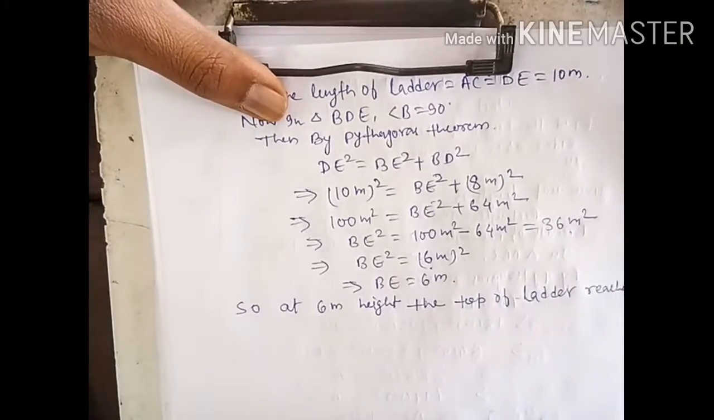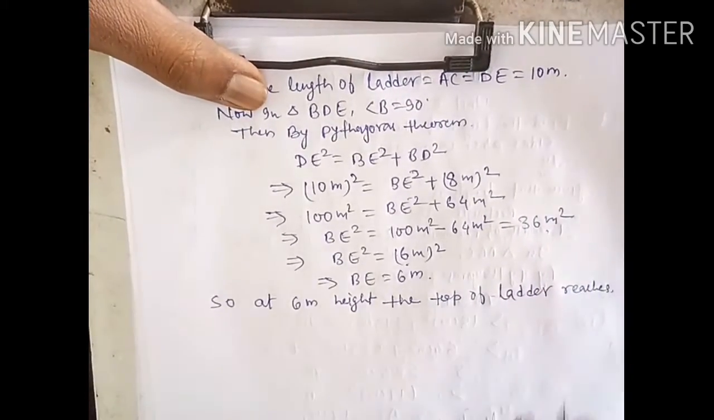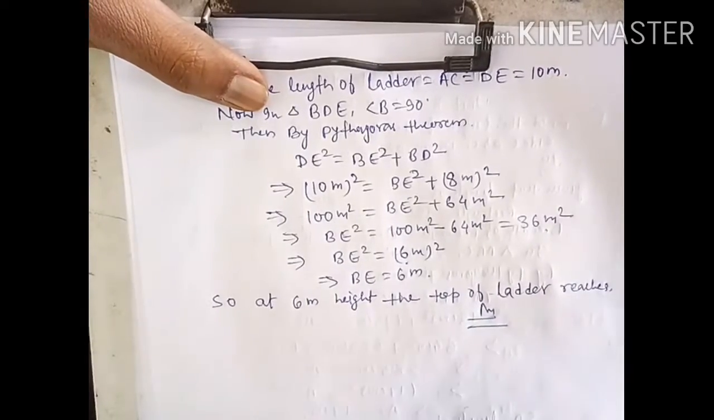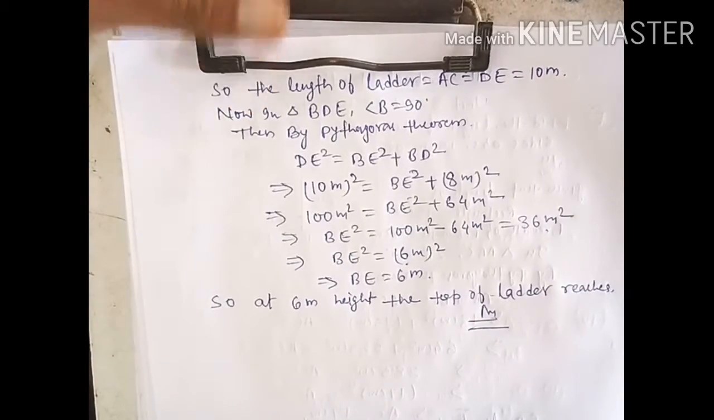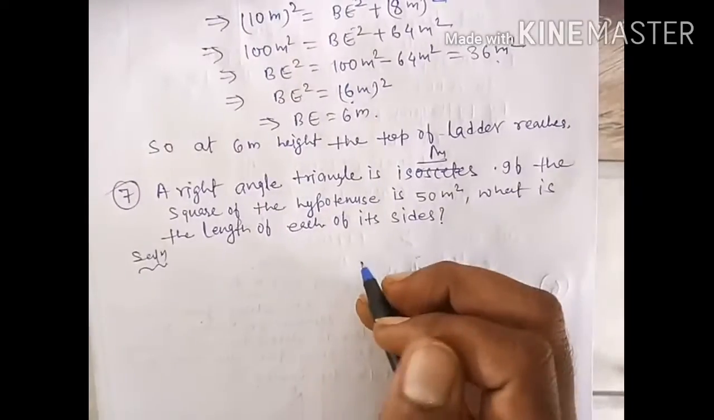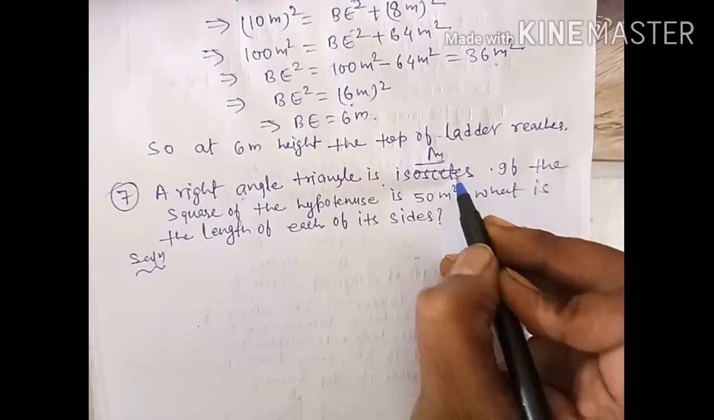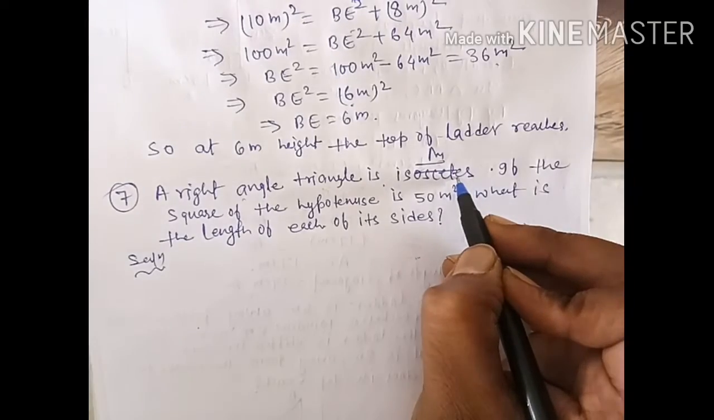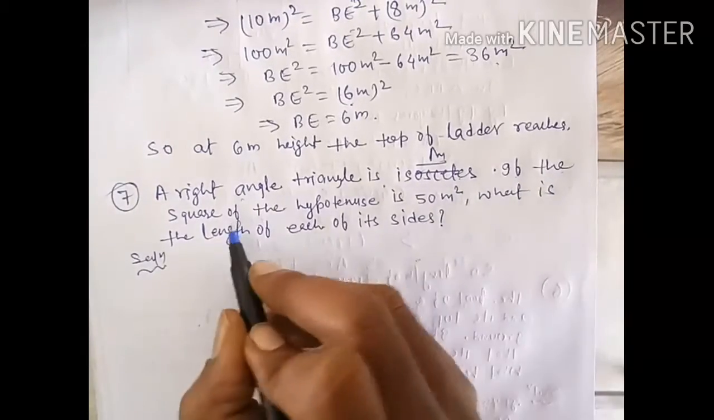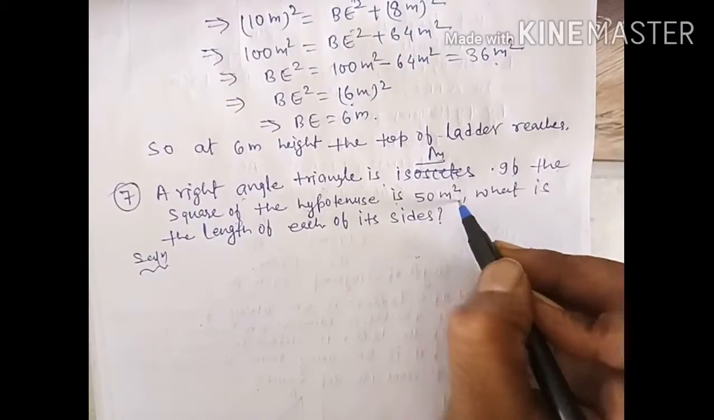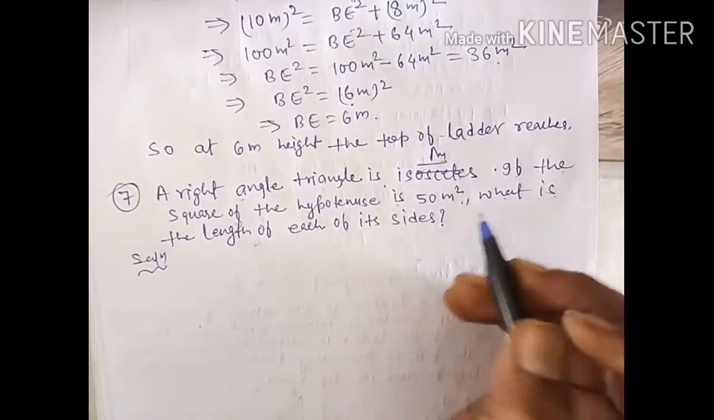At 6 meter height, the top of the ladder reaches. This is the answer. Now question number 7. In this question number 7, a right angle triangle is isosceles. Isosceles means its two sides are equal. If the square of the hypotenuse is 50 meter square, what is the length of each of its sides?